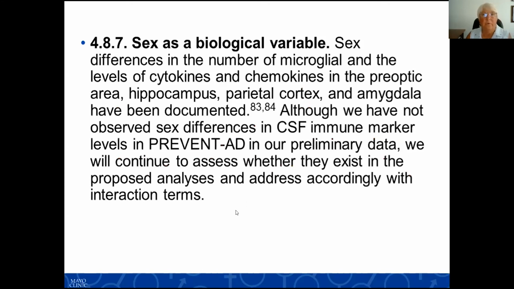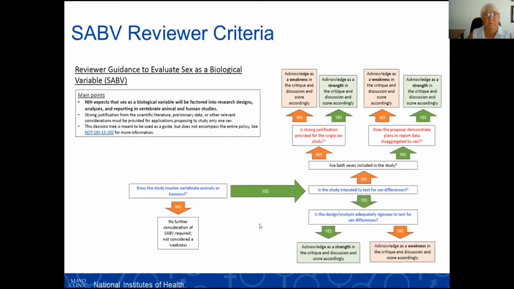And then a third example, sex differences in a number of microglia and levels of cytokines are in the preoptic and parietal areas and so on have been documented. Although we have not observed sex differences in cerebral spinal fluid of immune markers in this one particular trial, we will continue to assess whether they exist in the proposed analysis. Okay, so if it hasn't been documented and you haven't found any, that's fine. We need to know that information as well too, but that doesn't mean you stop there. It means you continue to look as you go forward.